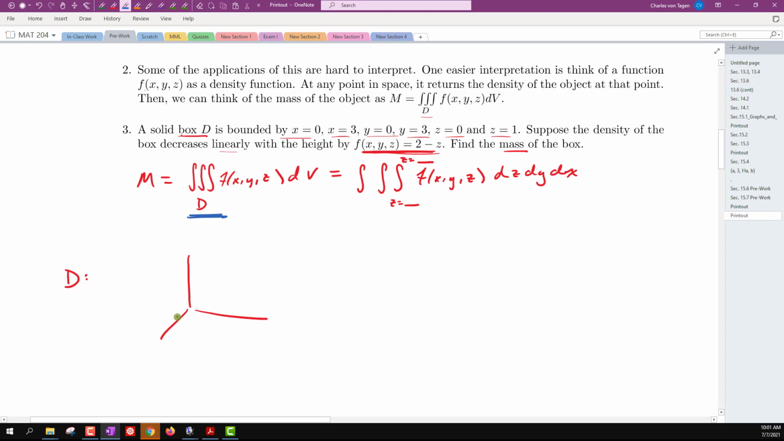Let's see here. The x values go between 0 and 3. The y values go between 0 and 3. So in this case, it has a square base. And the z values go between 0 and 1. And I'm going to exaggerate that slightly just to make that easier to see. And so here we have our region D that we're going to be working with here. So, as is often the case, folks, I often draw these regions twice, once to get a general intuition of what they look like, and then once to clean it up. So let me draw this a little bit nicer here.